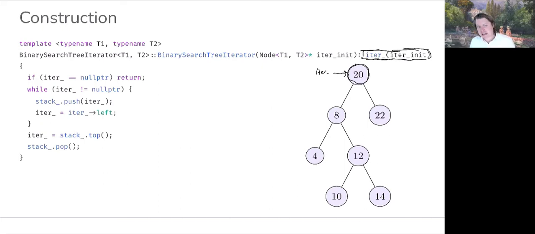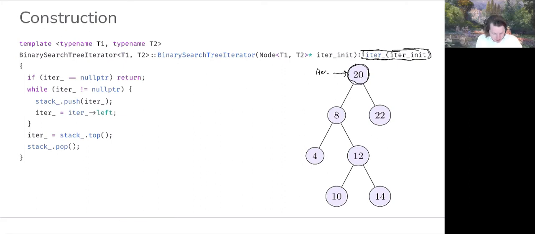I have a check here. The first thing I'm going to do is see whether or not iter was initialized with the null pointer. If so, I'm simply going to return, and we'll see this is going to set up the end of the sequence, the one past the last, for when we implement that end function within our binary search tree class definition. So let's continue on.